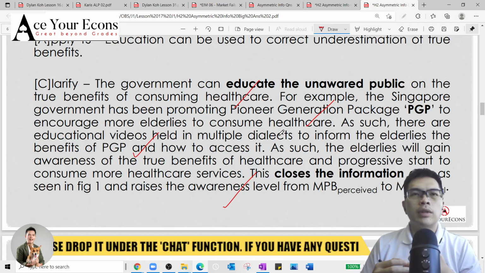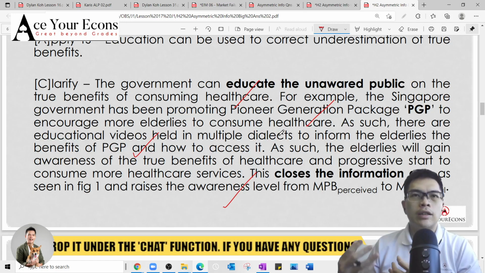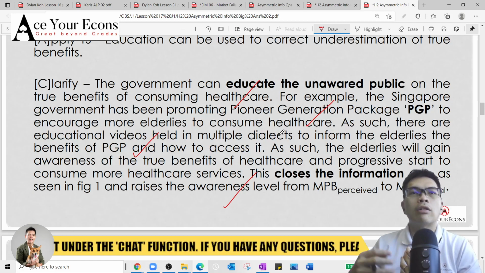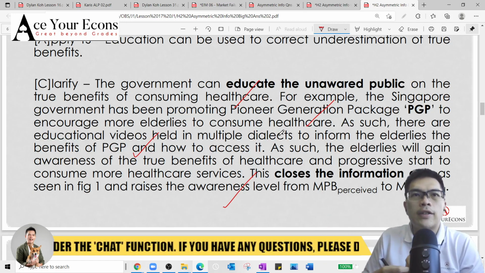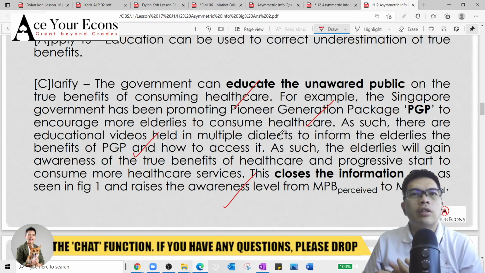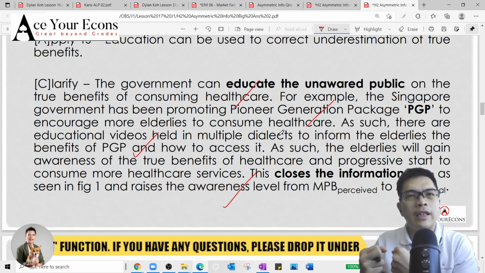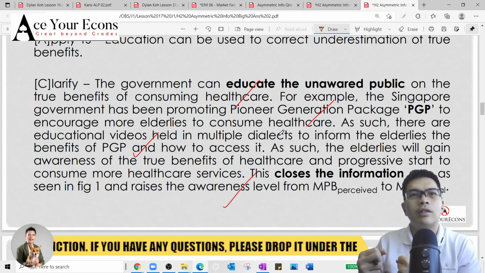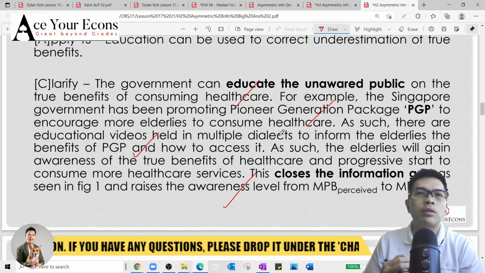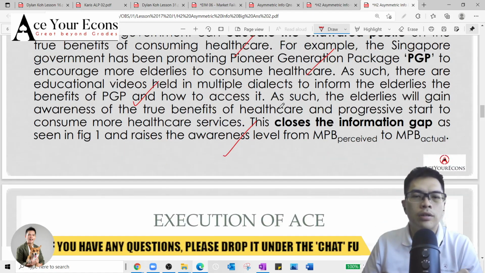If the consumers consistently underestimate the true benefits, especially elderly folks, they don't know why they want to get vaccine, right? So you sing song to them, tell them that, oh, you know, in Hokkien, you take vaccine, you protect yourself, protect everyone. Then consumers will take action, especially the elderlies.